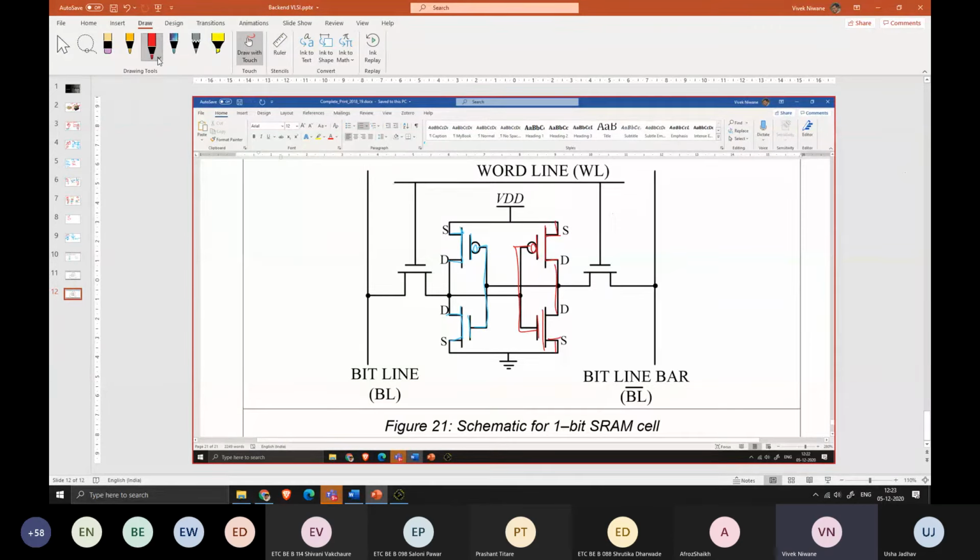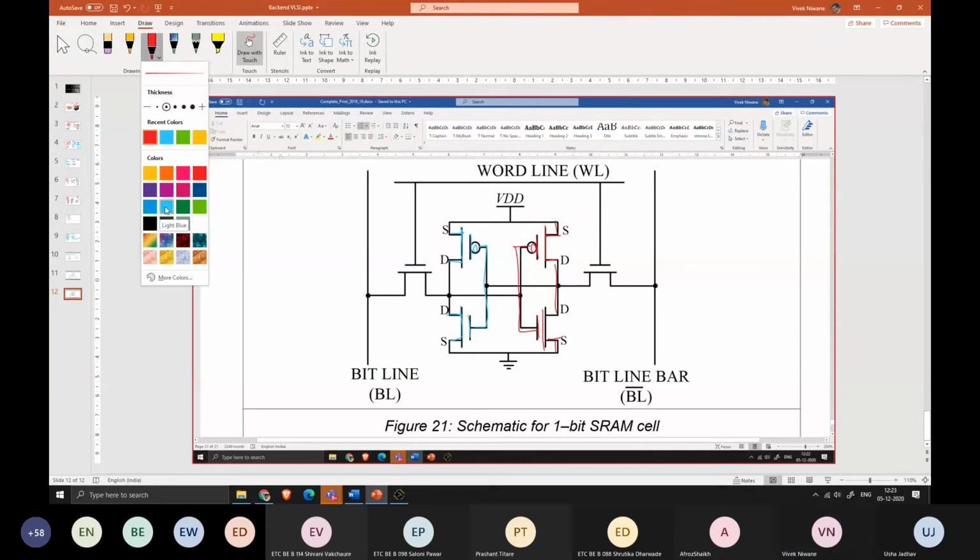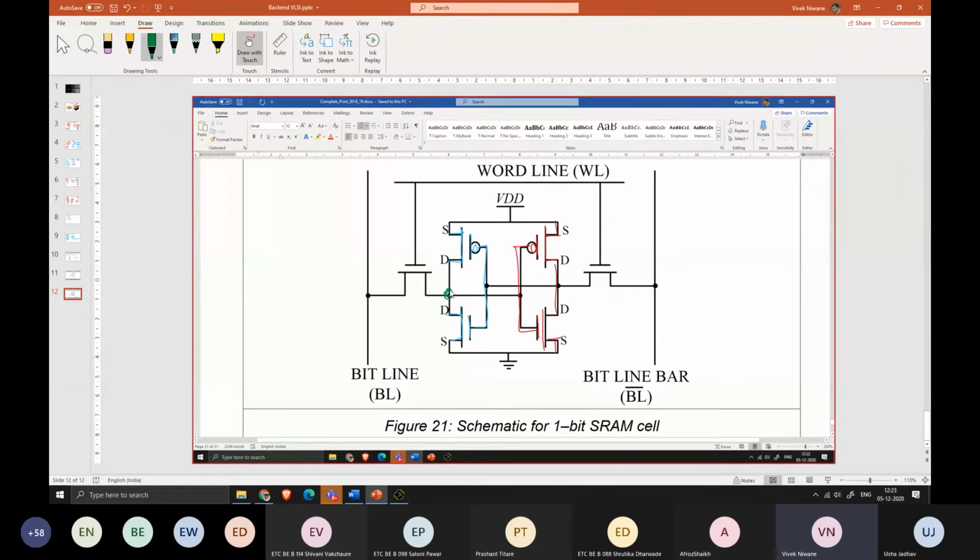And if you observe very carefully, we do have its output. Its output is getting connected to the input. This is called a cross coupled inverter. Okay, cross coupled inverter. Output of one inverter is connected to the input of another inverter. Okay, these are called access transistors. What does that mean? This is an SRAM cell.